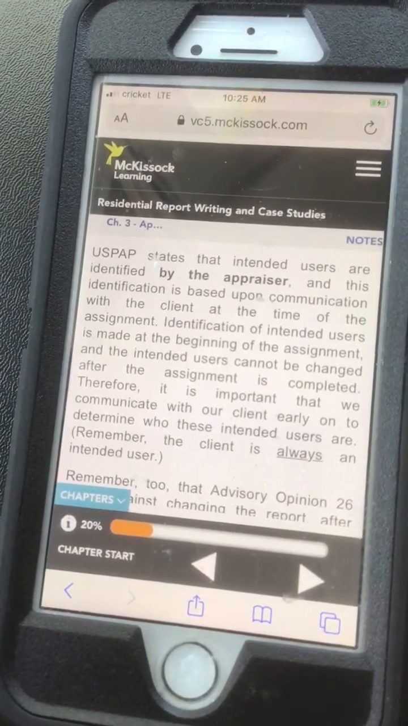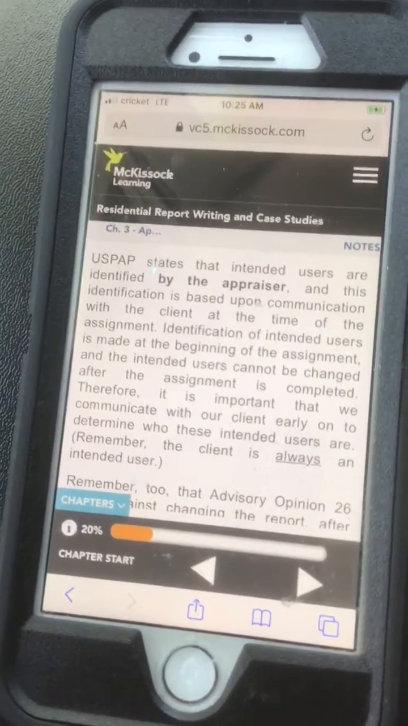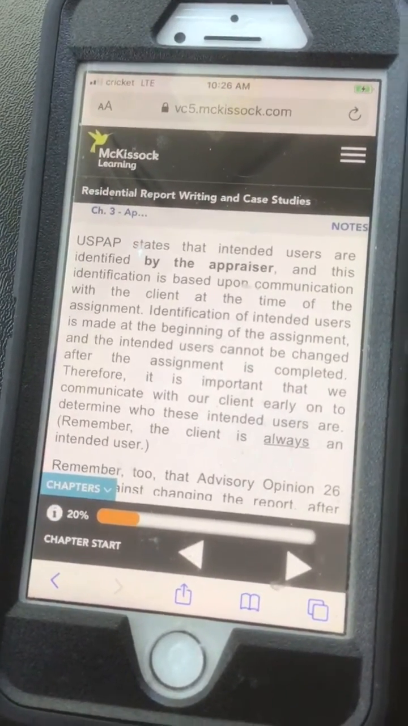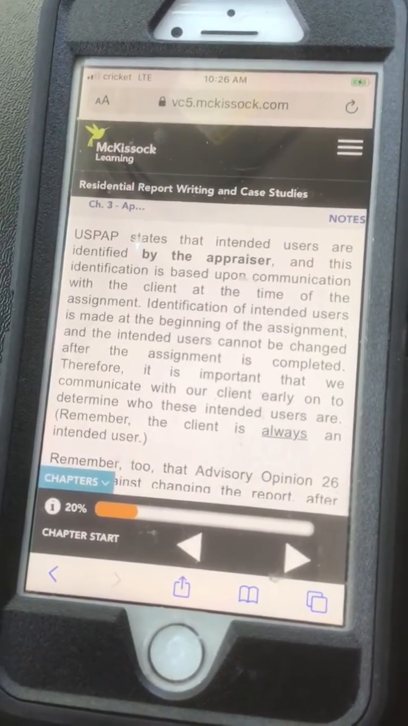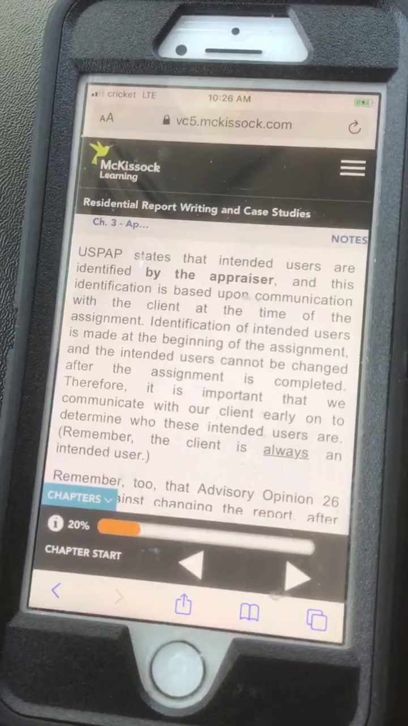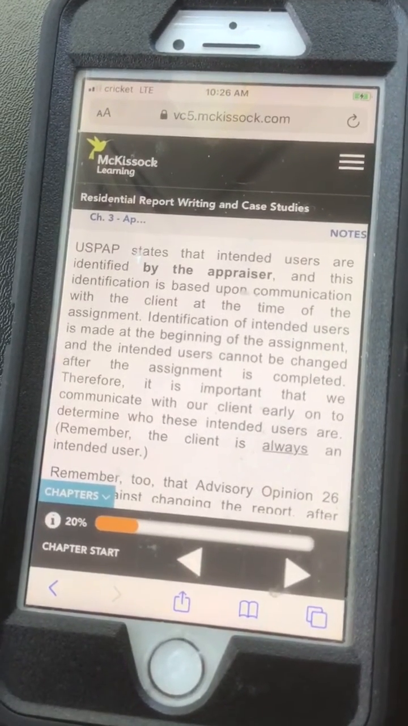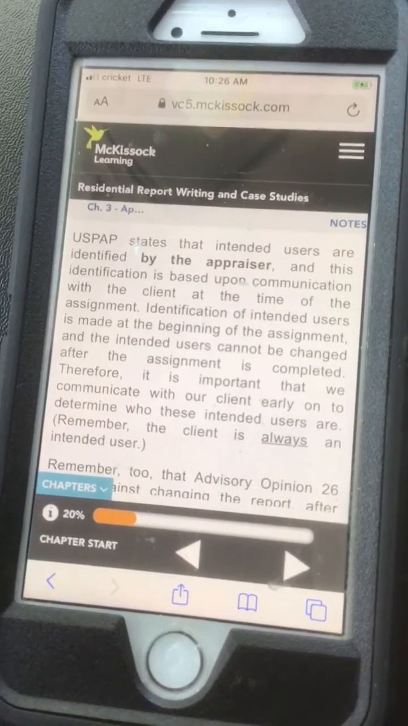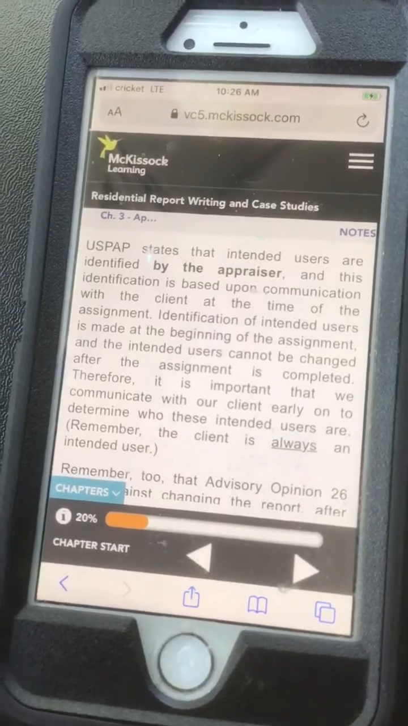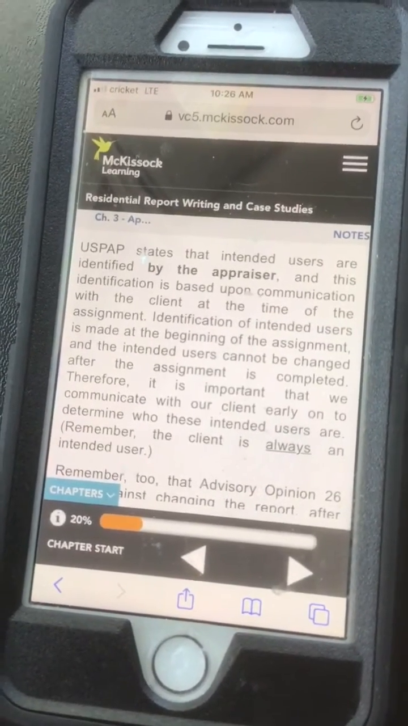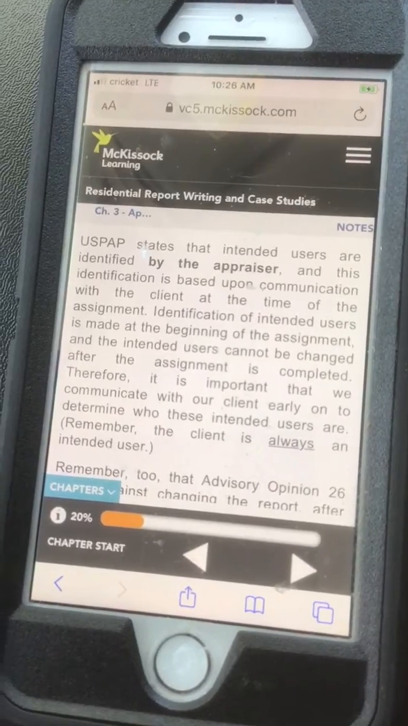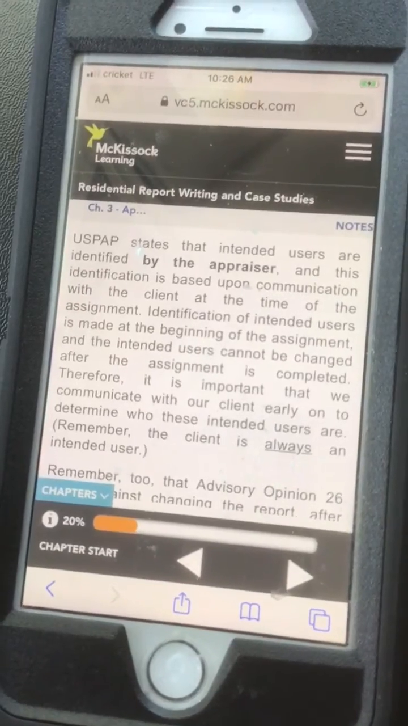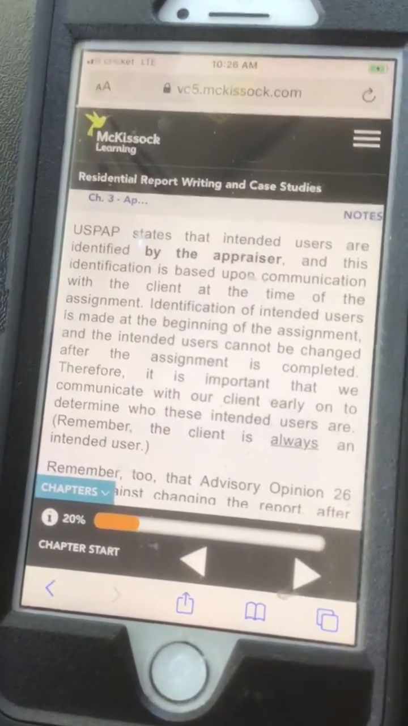USPAP states that intended users are identified by the appraiser, and this identification is based upon communication with the client at the time of the assignment. Identification of intended users is made at the beginning of the assignment, and the intended users cannot be changed after the assignment is completed. Therefore, it is important that we communicate with our client early on to determine who these intended users are. Remember, the client is always an intended user.